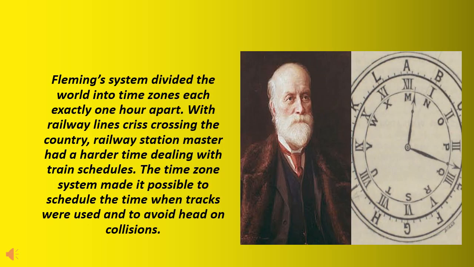Fleming's system divided the world into time zones, each exactly 1 hour apart. With railway lines crisscrossing the country, railway station masters had a harder time dealing with train schedules. The time zone system made it possible to schedule the time when tracks were used and to avoid head-on collisions.